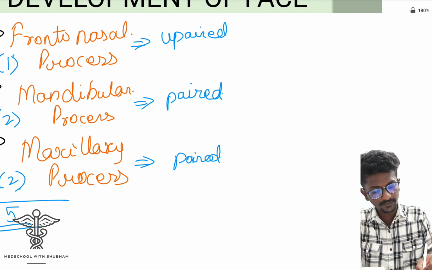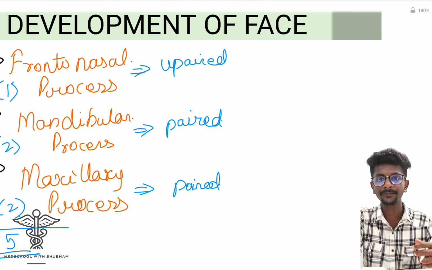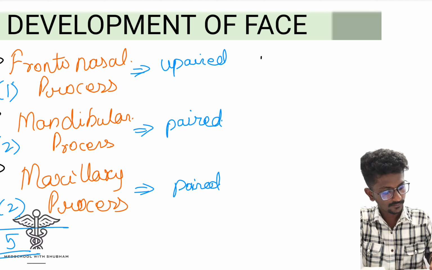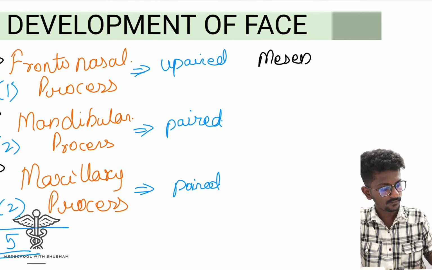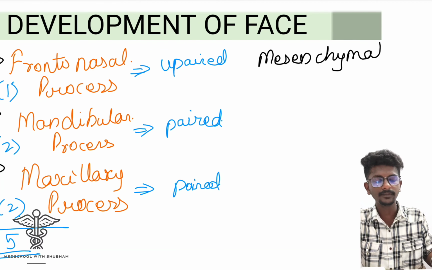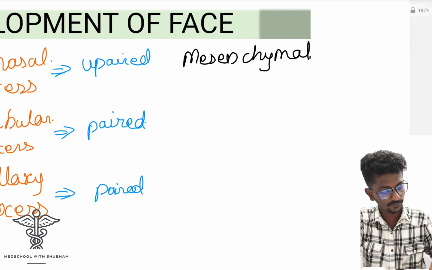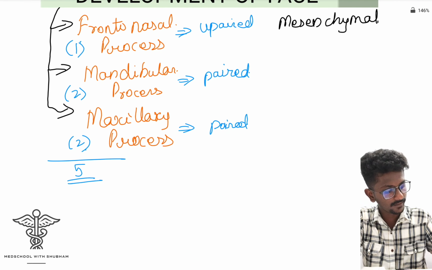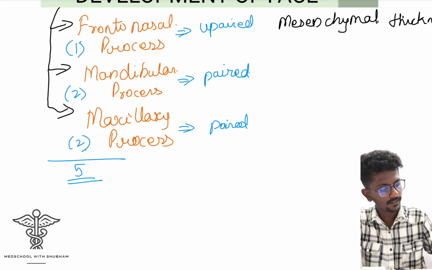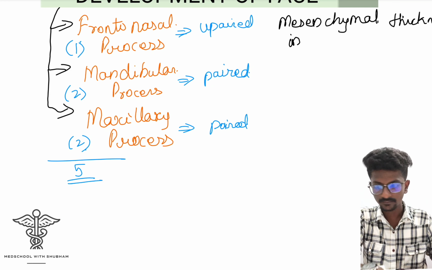The frontonasal process is a mesenchymal thickening in the cranial region. Mesenchymal or mesodermal, you can also say both of them. Mesenchymal thickening in the cranial region.